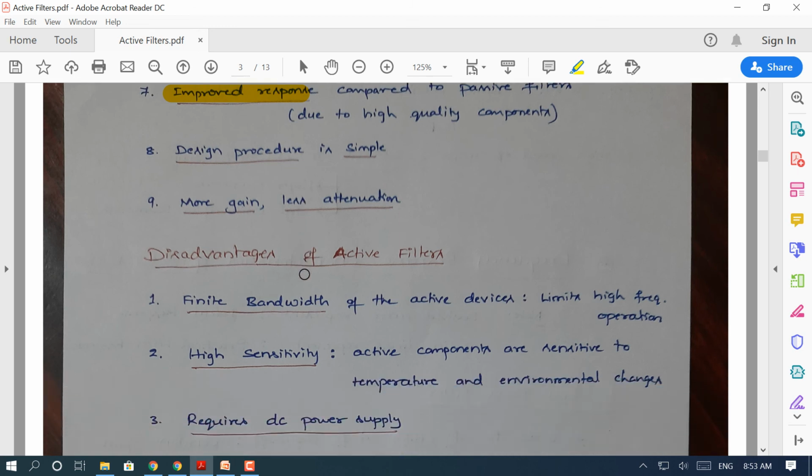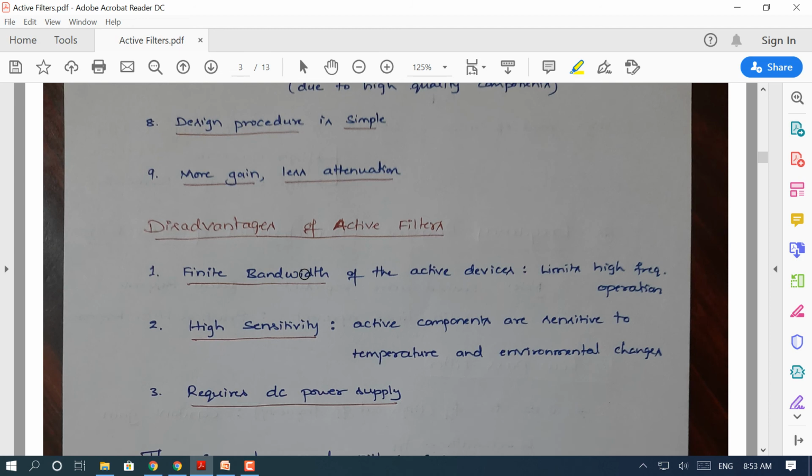Active filters also have certain disadvantages. Very few disadvantages, of course. The first one is the finite bandwidth of the active devices. We know that we are using op amps or transistors in active filters. These active devices have some limit on the bandwidth. So that limits the high frequency operation. This is one of the drawbacks of active filters.